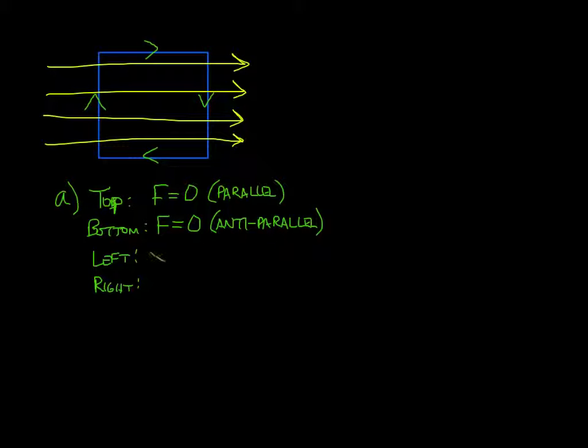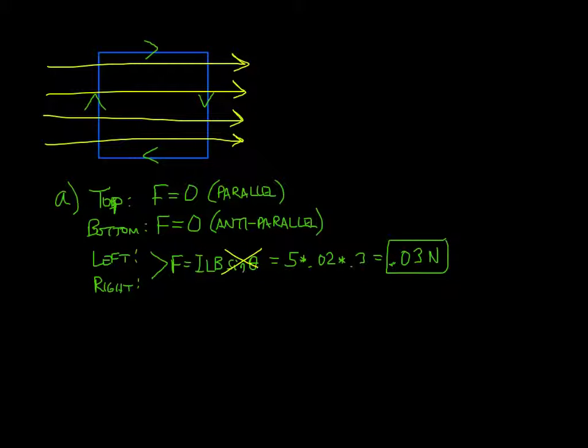So the equations for both of these are F is equal to ILB sine of theta. Since both those sides are perpendicular, the sine of theta, which is 90 degrees, is just going to be 1. So the force is just equal to ILB. The current is 5. The length of each side is 2 centimeters, or 0.02 meters. And the magnetic field is 0.3 Tesla. So when you multiply them, you get 0.03 newtons. So the magnitude is the same for both of those parts of the wire.